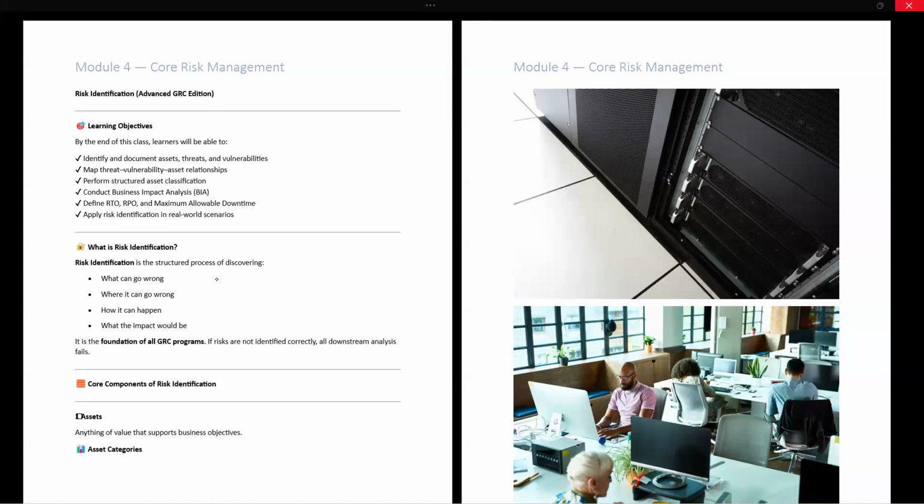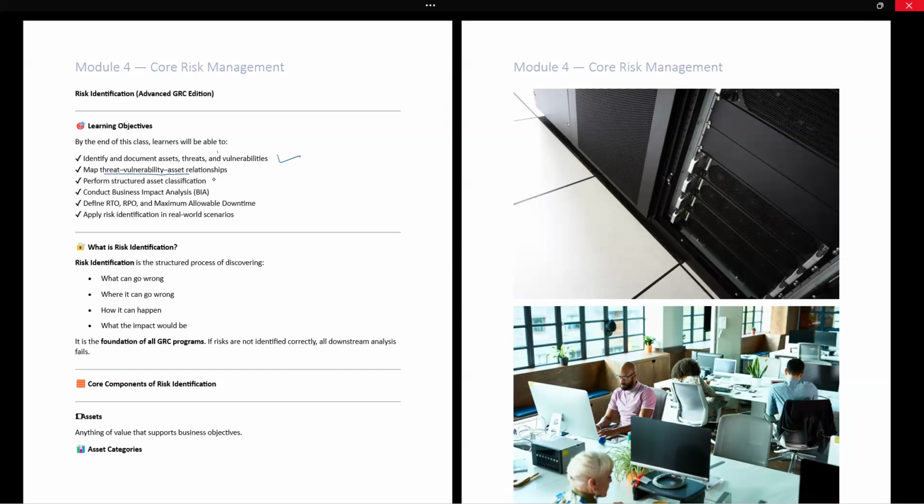So, after this class, you should be able to identify and document assets, threats, and vulnerabilities. That means you will know what assets belong to a particular company, what kind of threats there are for these assets, and what the weaknesses, meaning vulnerabilities, are. Then we will map threat, asset, and vulnerability, these three, because that is how risk is calculated.